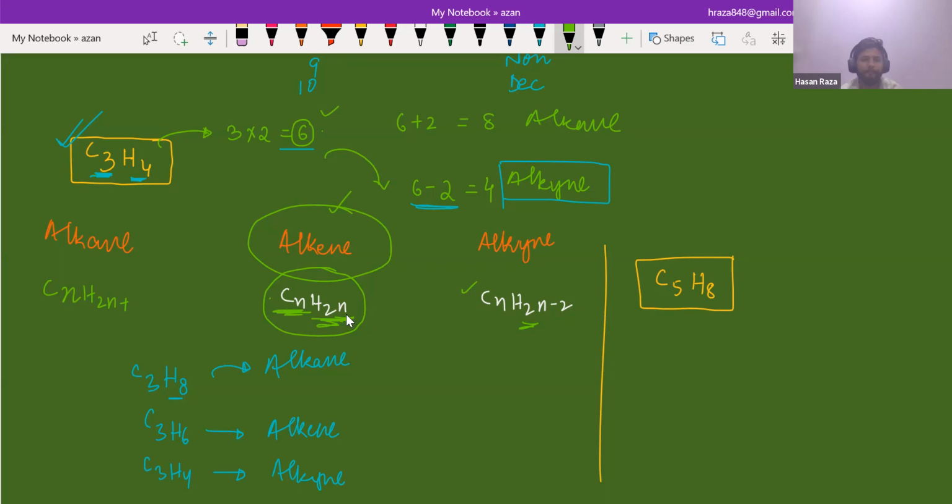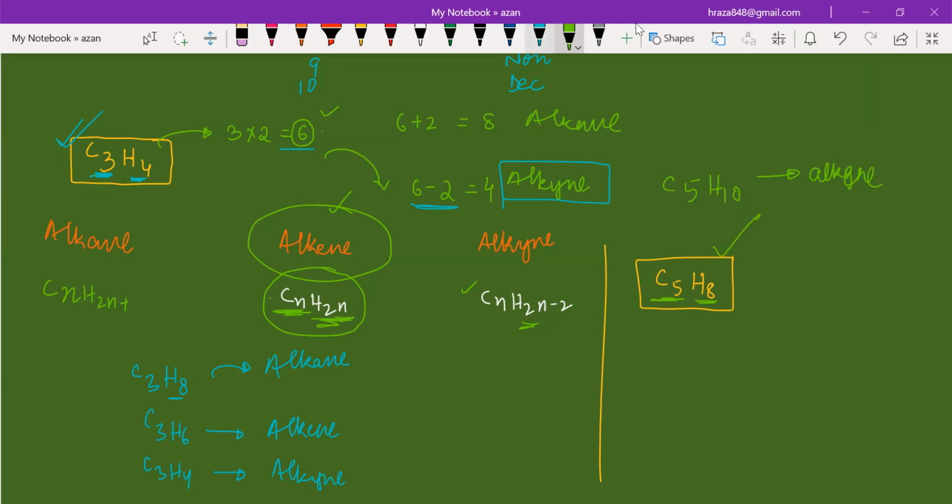Yes, sir. So how many carbons are here? 5. And what is the number of hydrogen here? 8. So is 8 double? If you double 5, will it be equal to 8? No. What will it be? 10? Yes, sir. So C5H10 is your alkene. Now can you tell me what it is? C5H10.